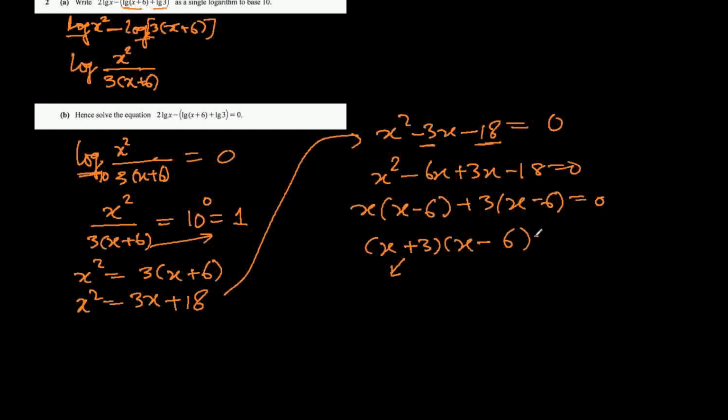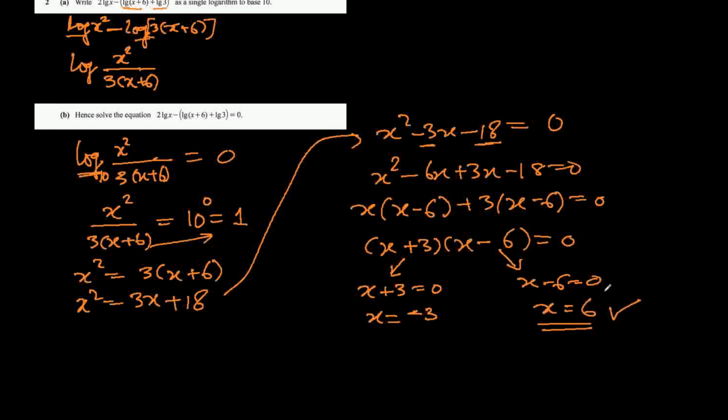Because they are equal to 0, both of them become individually equal to 0, like this. So this gives us x equals negative 3, and this is x equals 6. So this answer is good, but this is not good. Why? Look at this part. If I put in log of minus 3 here, log of a negative number is undefined. It is not possible. That's why we reject this answer, and this is the only answer.